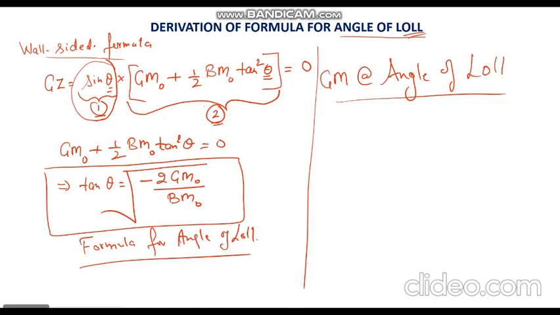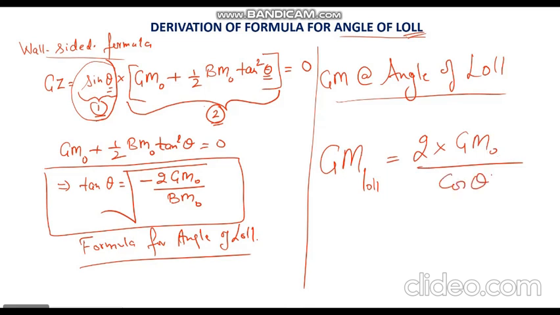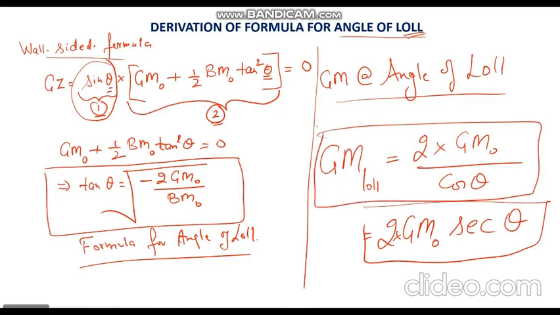Now, the derivation of this formula is not as simple as for the angle of loll. It's a complicated derivation. You can just remember the formula. Now, GM at angle of loll, this is the formula, guys. GM at angle of loll is equal to 2 into initial GM upon cos theta, where theta is the angle of loll. In some books, you may come across it written like this, sec theta. That is one and the same thing. It's up to you how you want to write it. They are both the same, it doesn't make a difference. You can use whichever you want to use. Okay, but understood?